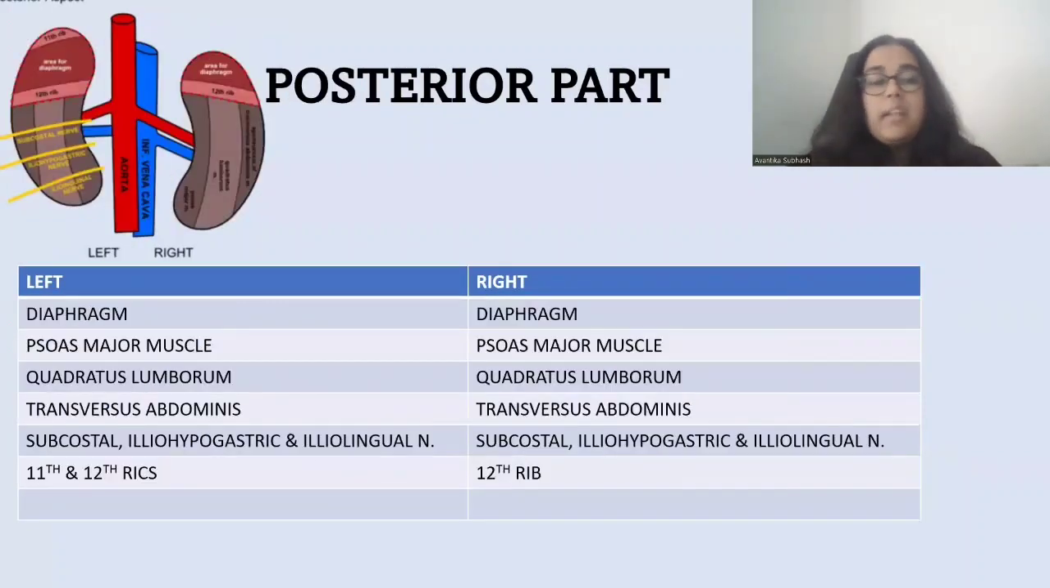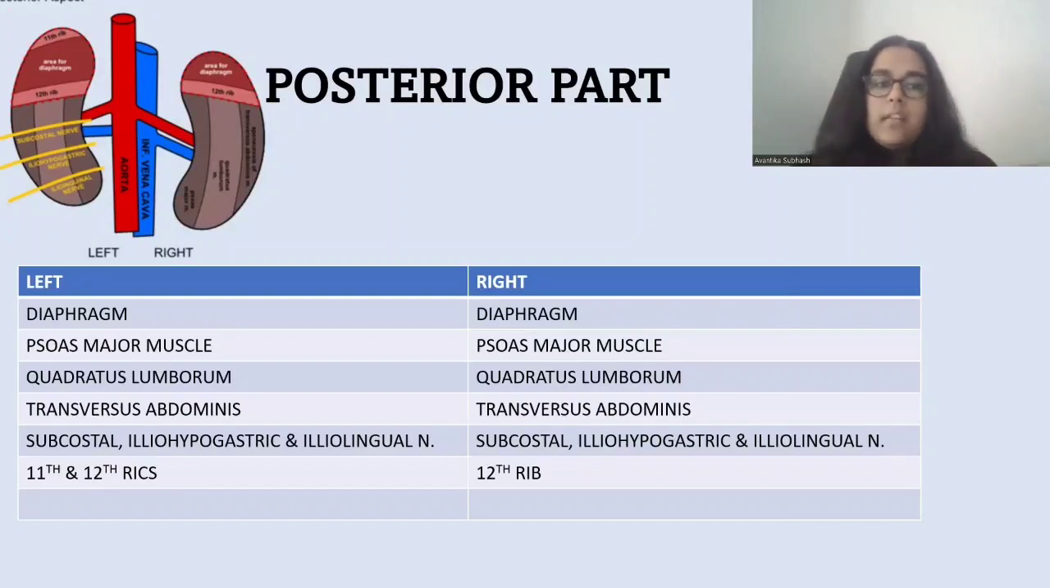Now, the posterior part is even easier. It's the same thing on both sides. We have your diaphragm, then you have your 3 muscles, which are your psoas major, quadratus lumborum, and your transversus abdominis. Then you have your 3 nerves, which are the subcostal, iliohypogastric, and ilioinguinal nerves.